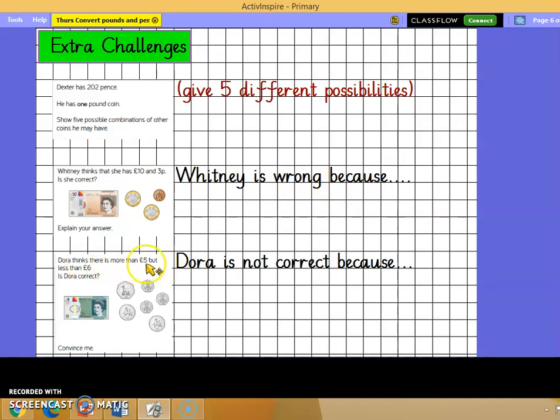Dora thinks there is more than £5 but less than £6. Is Dora correct? Convince me. That means explain it to me. Dora is not correct because, and explain why.